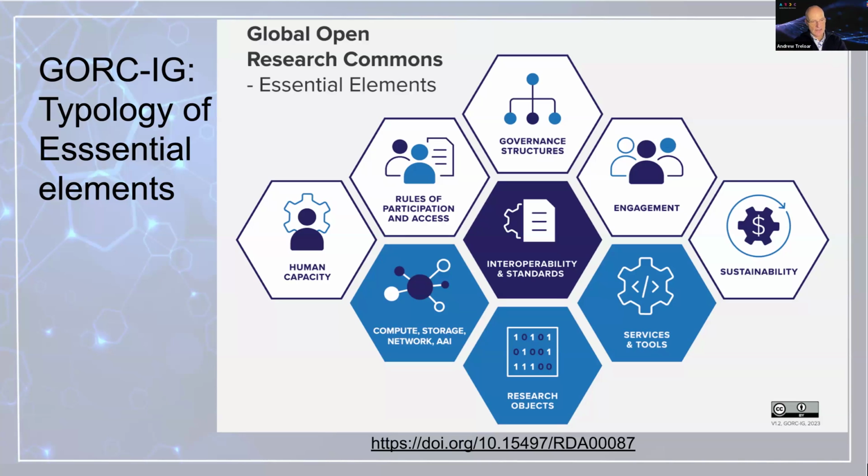technical infrastructure, the underpinning compute and storage and network and access and authentication infrastructure, the research objects that the Commons is managing, data, publications, perhaps software, and the services and tools that the Commons provides. Across the top, the white hexagons are the non-technical elements that are essential to make the Commons work.